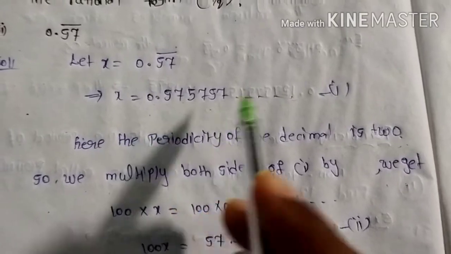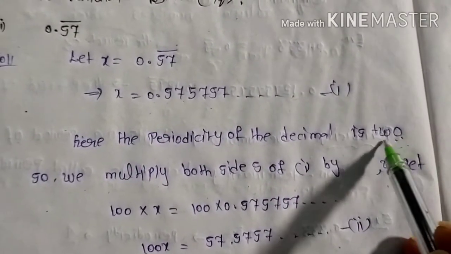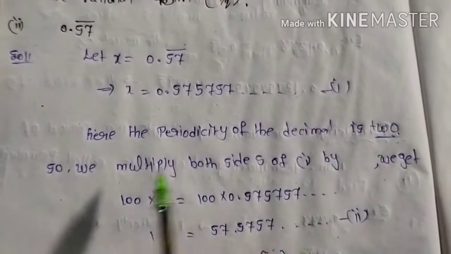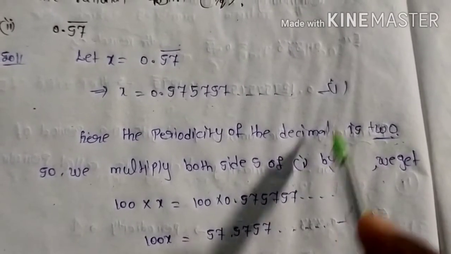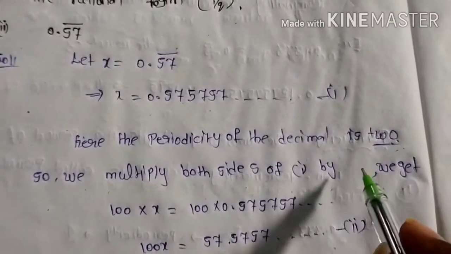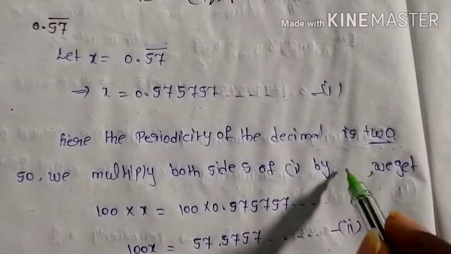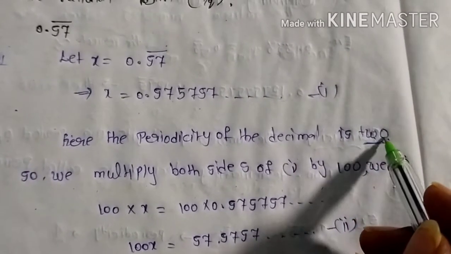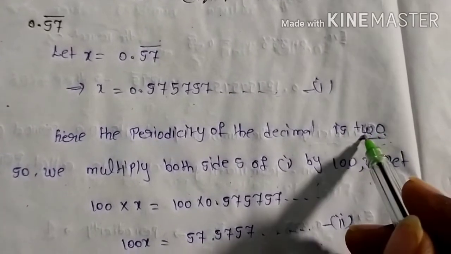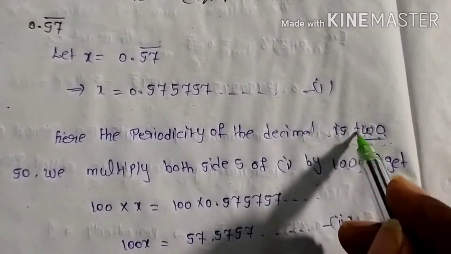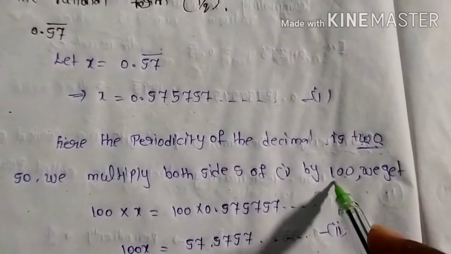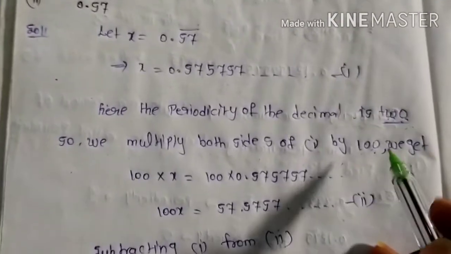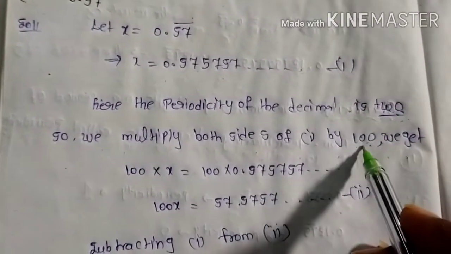Only 2, or not? So here you take how much periodicity the decimal has. It is 2 only. So we multiply both sides of equation 1 by which number? If the periodicity is 2, you can multiply with 100. If the periodicity of the decimal is 1, you can multiply with 10. If the periodicity of the decimal is 3, you can multiply with 1000.